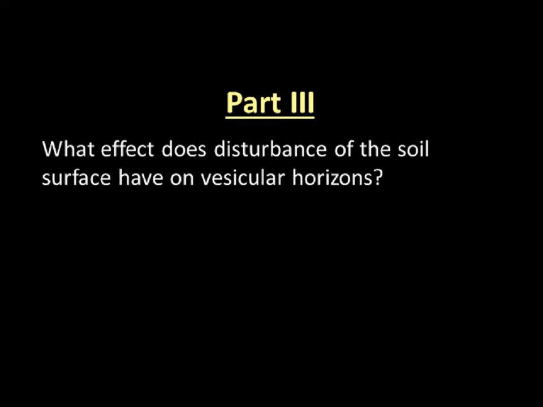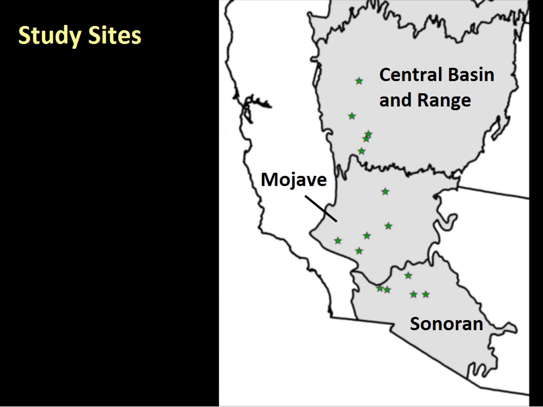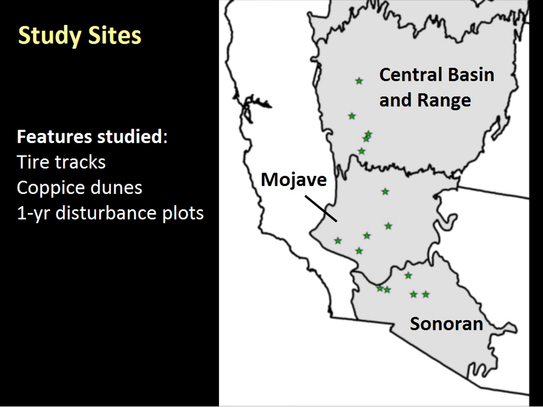Since I knew that vesicular horizons displayed the drastic difference between the ecoregions, I divided my study sites up among 3 of the different ecological zones. I had 5 sites in the Sonoran Desert, 5 in the Mojave, and 5 in the Central Basin and Range. And I looked at 3 different features that displayed disturbance in these landscapes.